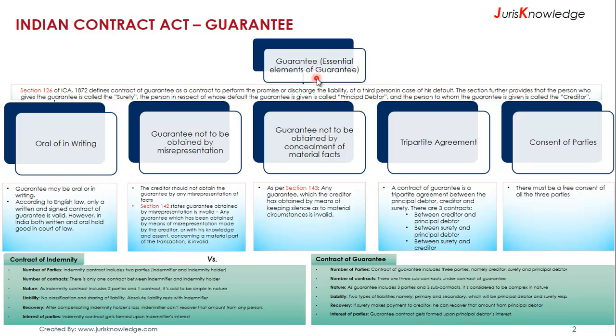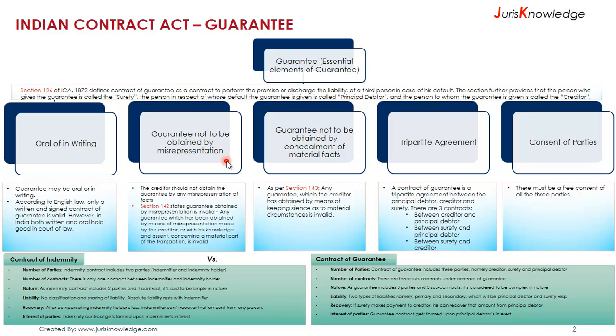Let's look at the essential elements of a guarantee. The guarantee can be in oral or in writing. According to English law, only a written and signed contract of guarantee is valid, whereas in India, both written and oral hold good in a court of law, provided we are able to substantiate and provide evidence that yes, there was an oral guarantee which was given by the surety. Difficult to prove, but at the same time, as far as the court of law is concerned, both written and oral have the same value.